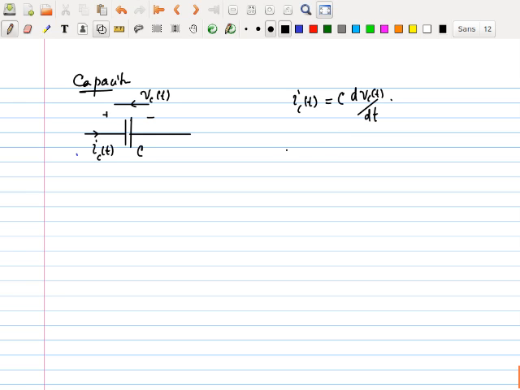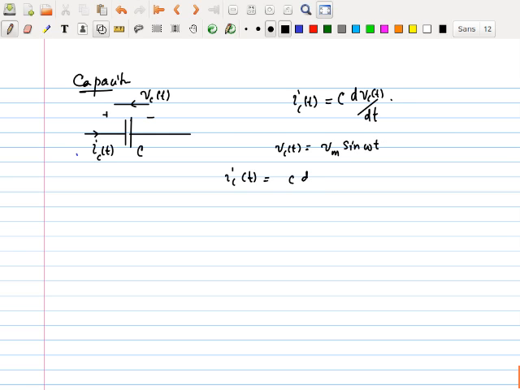Now, if I assume that Vc of t is equal to Vm times sine omega t, I can assume anything. I assume this. Then immediately, what can you say about this IC of t?